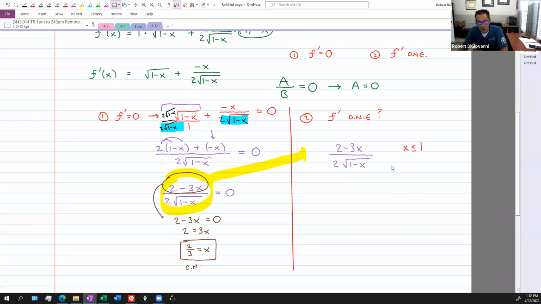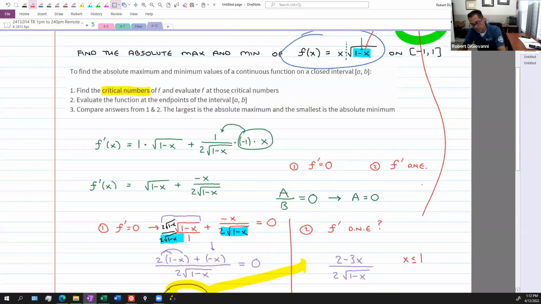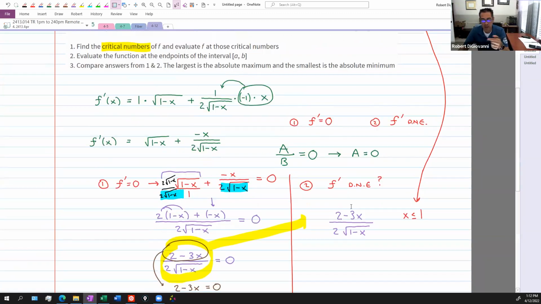We already know that x must be less than or equal to 1, from the original domain, right? So can I plug any of these numbers in? You can plug in a 1. What happens if you plug 1 in? That's a problem, isn't it? If you plug in 1, you actually get 0 here, and you get division by 0. So it looks like 1 won't work in the derivative.